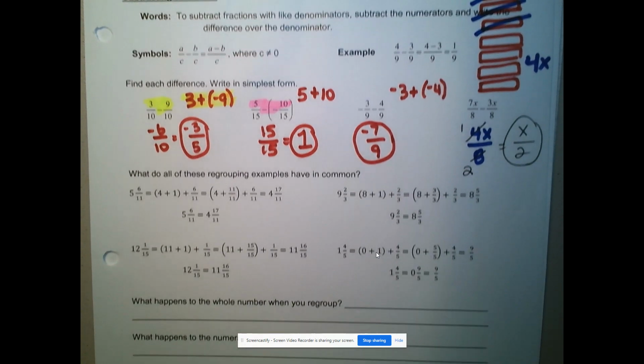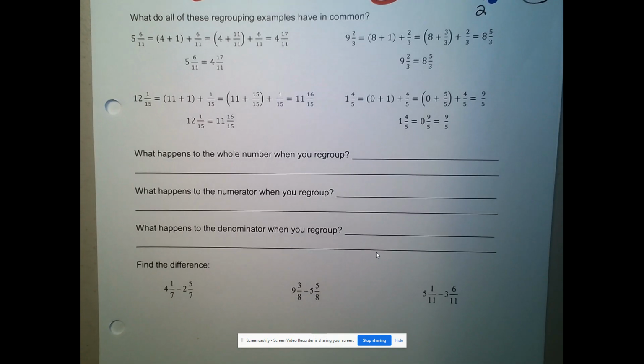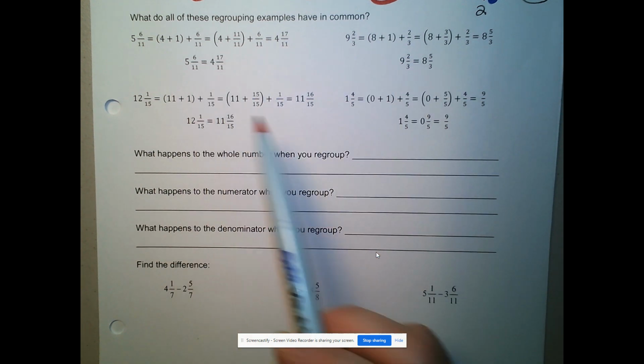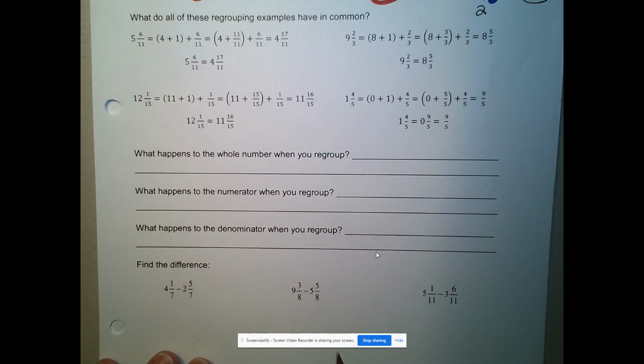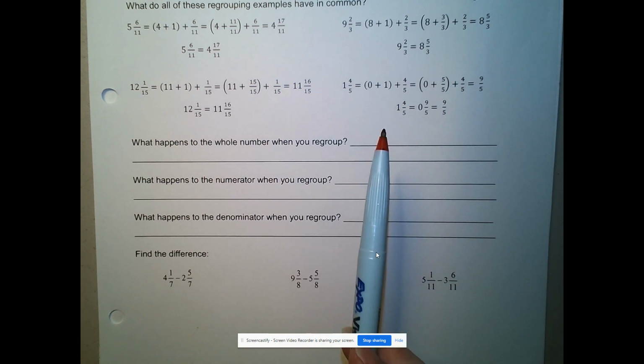All right, now the last part that's here is how do we regroup if we need to subtract fractions and we have a smaller one take away a bigger one? How do we regroup? So the part that's up here is kind of messy to just look at if you're not actively doing it. So what I'm going to do down below, I'm going to actively do a couple of these problems, and then we're going to look to see if it matches the pattern that's up above.